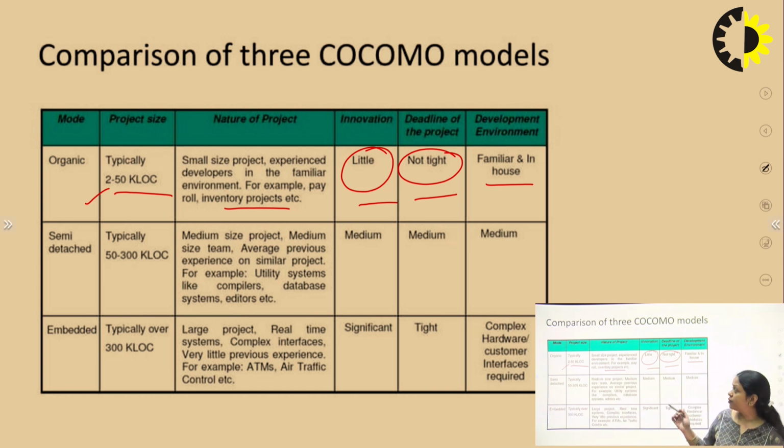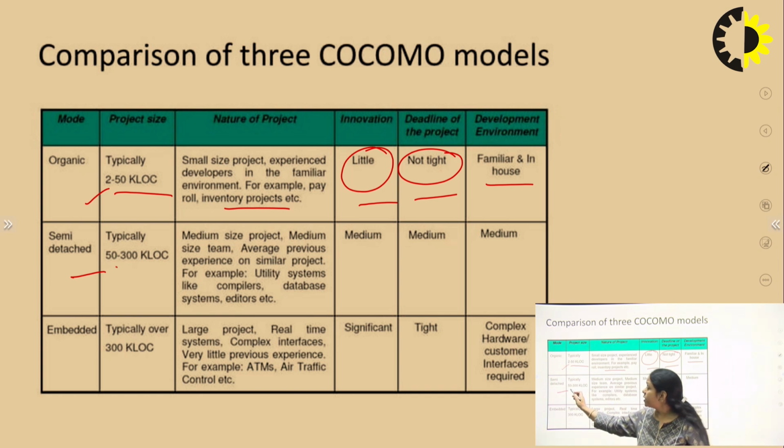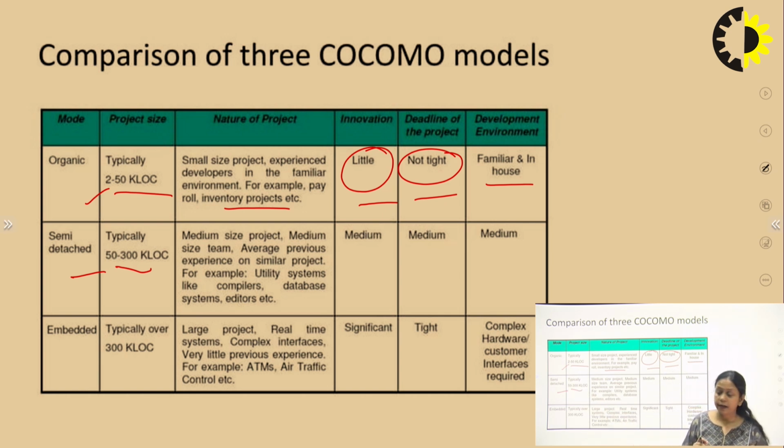So this is known as the organic mode. The first is the organic mode. The second one is semi-detached. Now, if the size of your project is 50 to 300, these types of projects come under the category of semi-detached projects. This happens in the semi-detached mode: medium size projects, because now the size has increased in comparison to organic mode. So this is known as medium size projects.